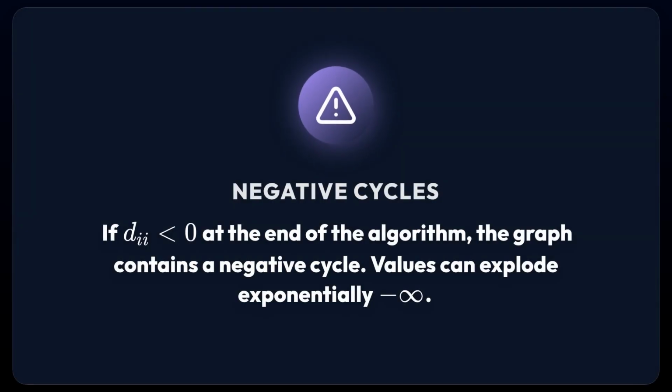Unlike Dijkstra, Floyd-Warshall handles negative edge weights gracefully. However, negative cycles are a trap. If a cycle exists where the total weight is negative, you can loop infinitely to reduce cost. The algorithm detects this if the distance from a node to itself, d sub ii, becomes negative. Without safeguards, these values can underflow integer limits, so robust implementations must check for this.